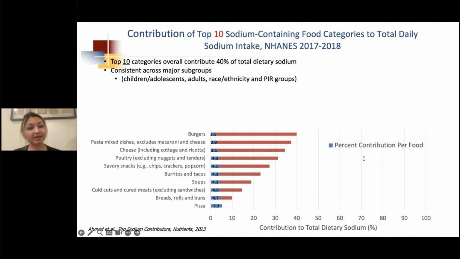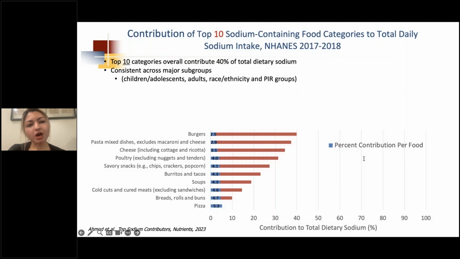All right, so diving right down deep into our results. First, I want to highlight, we looked at the top 10 sodium containing food categories, which contributed about 40% to total dietary sodium intake, and were mostly consistent across those different subgroups that I had mentioned earlier.